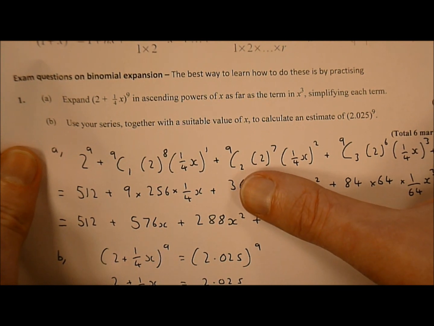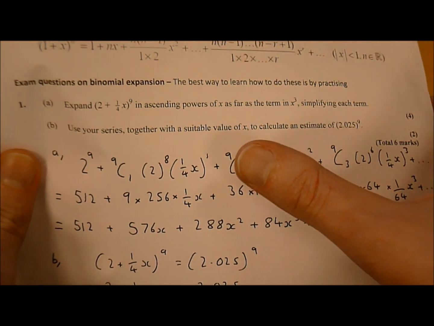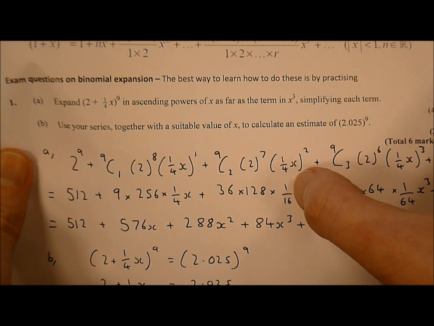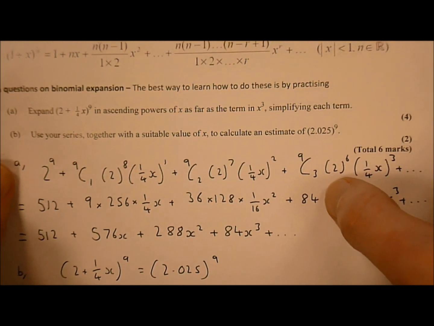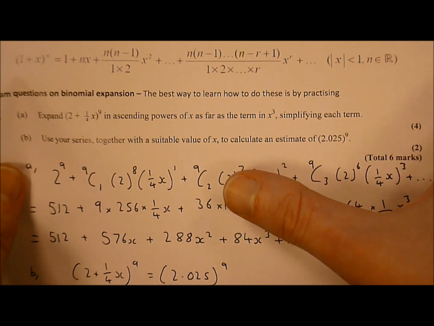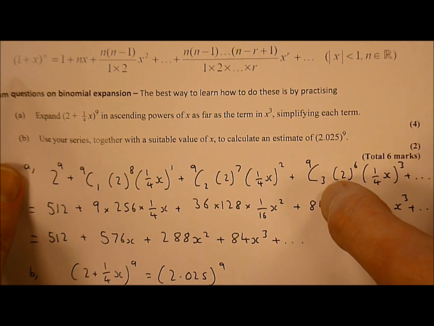We've got 9c2 now, and we've got 2 to the power 7. Notice the power's going down by 1 again. And a quarter x, but this time squared, and that's the whole of a quarter x, all squared. And then we've got 9c3 for the next term. Notice this number's just going up along the bottom of the combinations function.